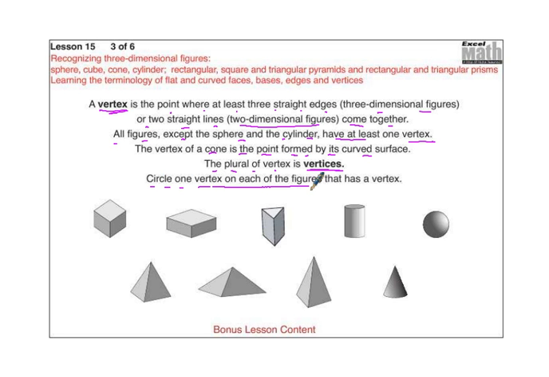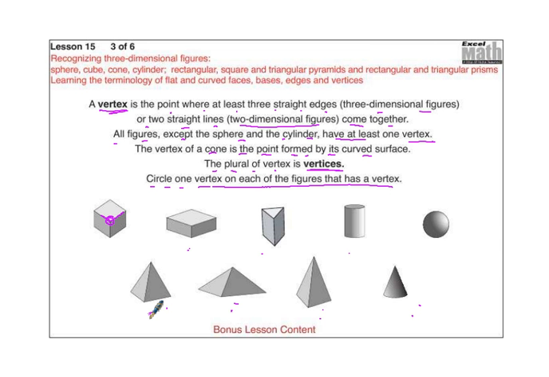Circle 1 vertex on each of the figures that has a vertex. So what you're going to do is go through each of these shapes and circle a vertex on them. Let's do the first one together. Here's a corner right here. Basically, a vertex is something you can poke somebody with on the shape. And you can poke somebody with that corner right there, so you would circle that. Everybody circle that. Pause the video and then go through and circle 1 vertex on each of these shapes. Turn the video back on once you've done that.